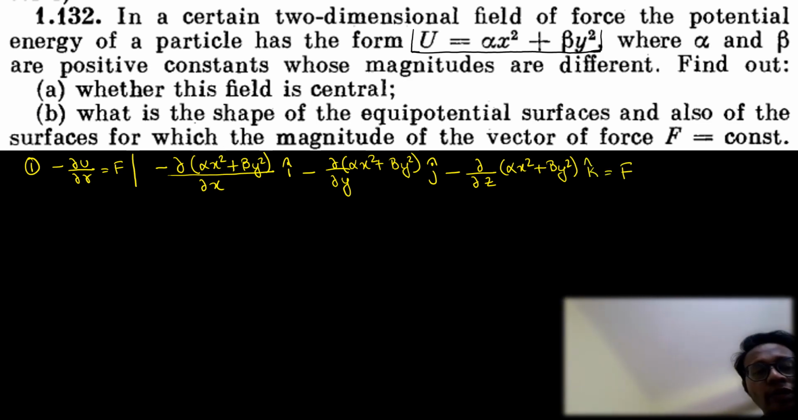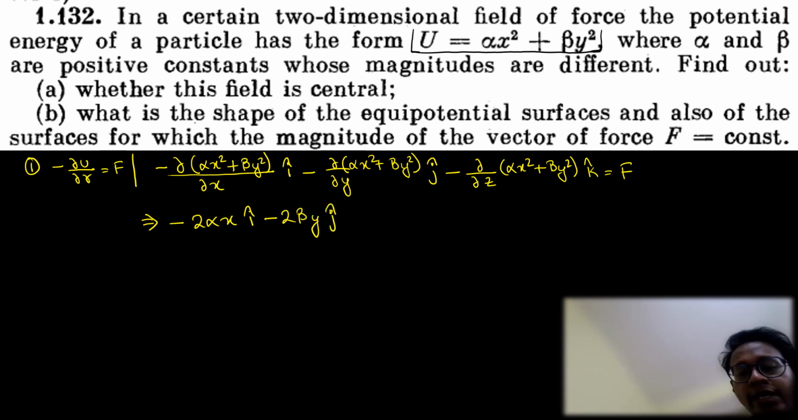So when you differentiate with respect to x, it is nothing but minus 2 alpha x i. If I differentiate the next term, it is nothing but minus 2 beta y j. And here the entire k term would be 0 because there is no z component, which is equal to force.